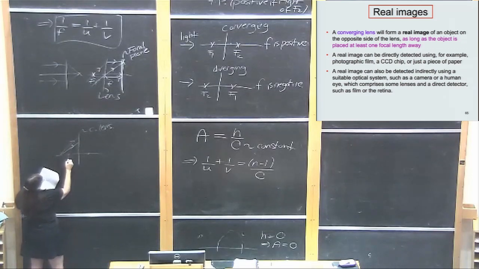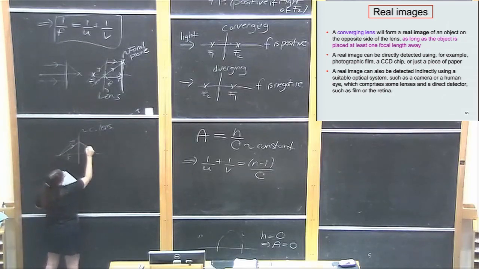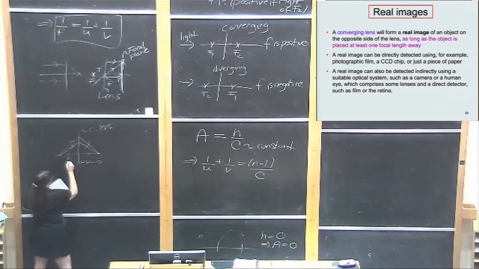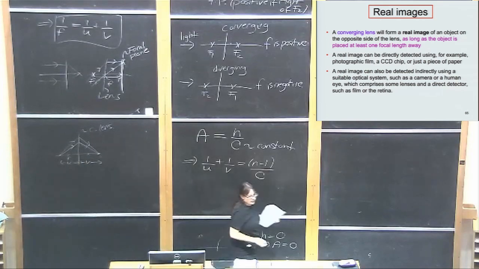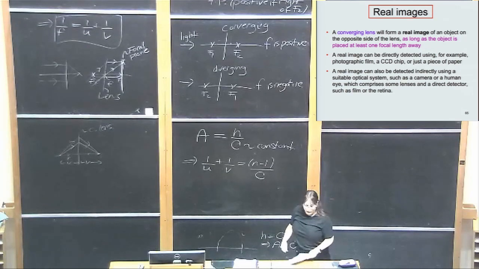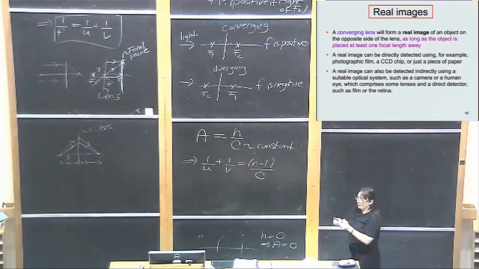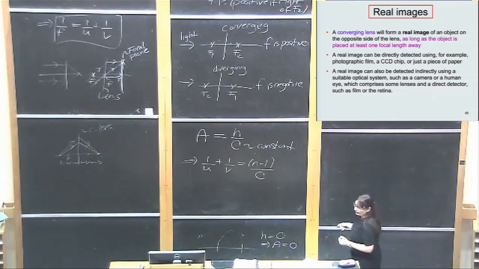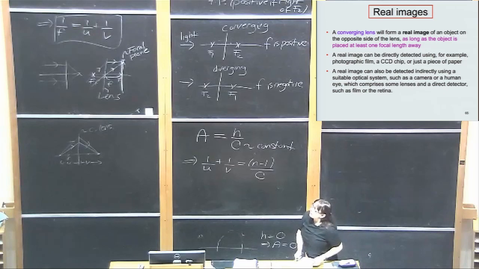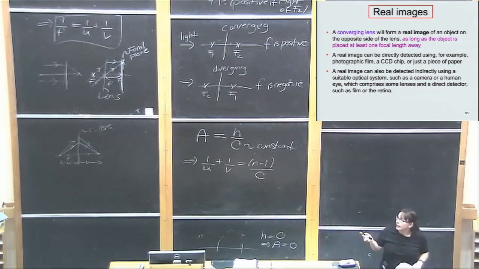Now, as long as that object is placed further away from the lens than the focal length, then those rays will converge down like this to some point, a distance V away. So that's the situation we've been looking at so far. If that is the case, then these light rays really are converging back down to a point. These light rays are meeting again. That's what we call a real image.